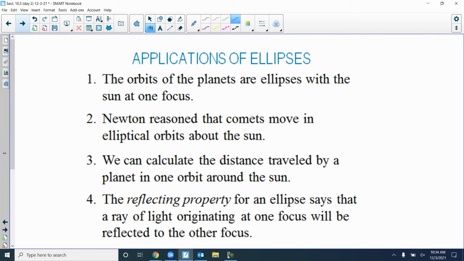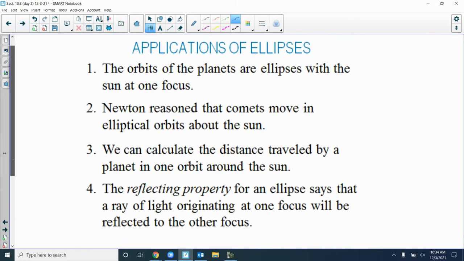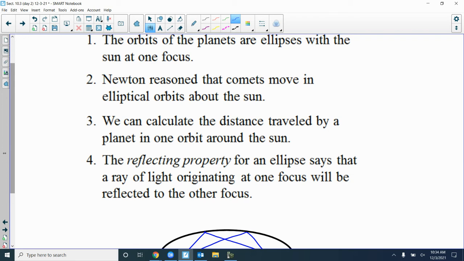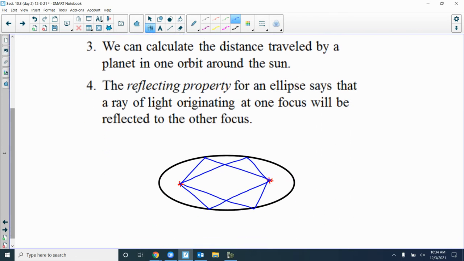Okay, the reflecting property for an ellipse says that a ray of light originating at one focus will be reflected to the other focus, or any wave will be reflected. Have you ever seen, I don't know if you have, they have an elliptical pool table where if you put the one pool ball here and you hit it, it will always go into the hole on the other side? No? All right, maybe you can make one. So you can do that. So that would be the case.